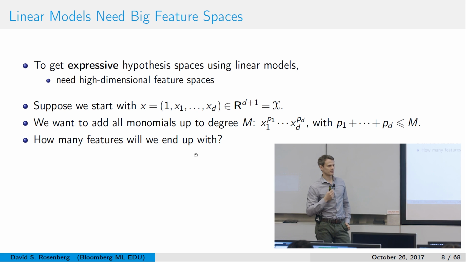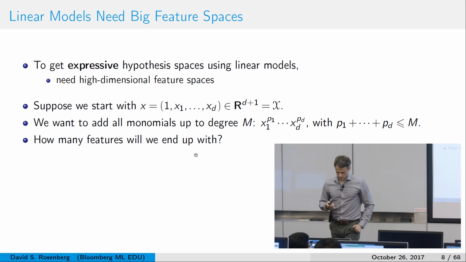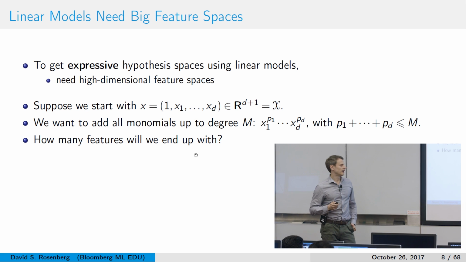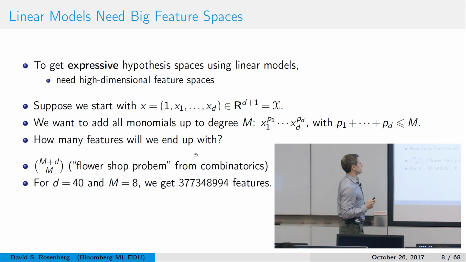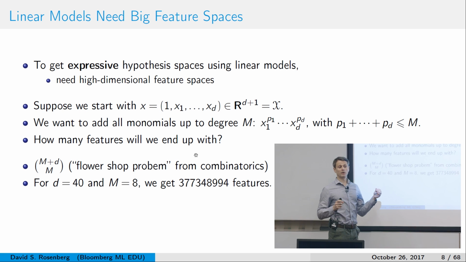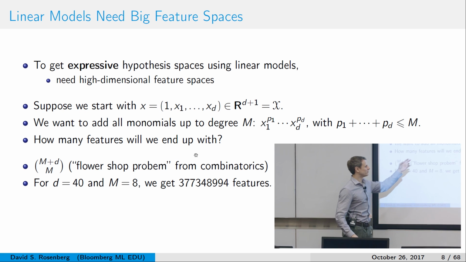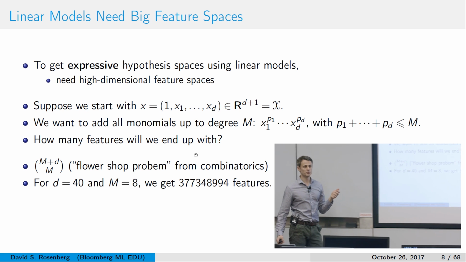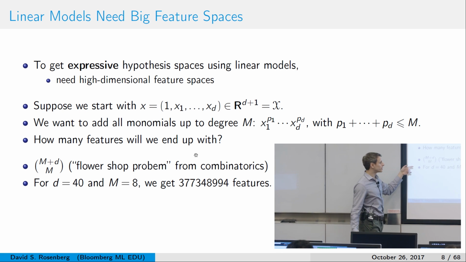So how many features will we end up with? Think about that for a second. This is kind of a combinatorics problem. Well, I'll give you the punchline, which is it's a lot. There's something in combinatorics called the flower shop problem, which is a very elegant way to think about solving this problem. You could Google it. It's fun. Anyway, the answer for the number of features is m plus d choose m.